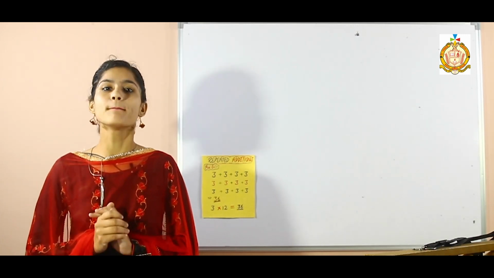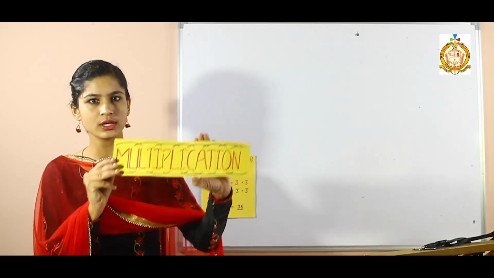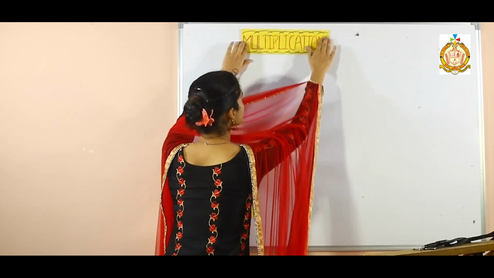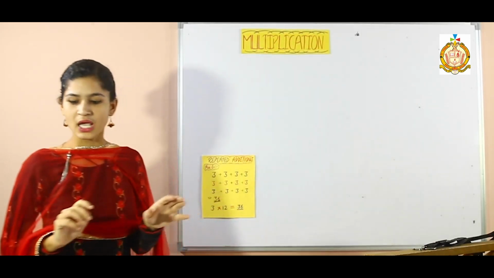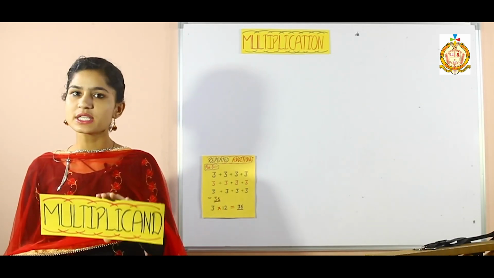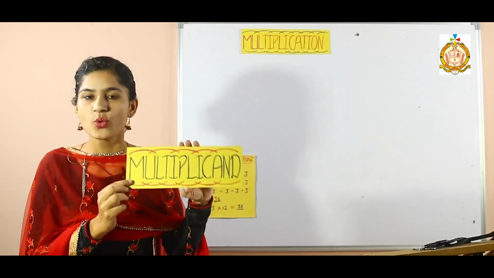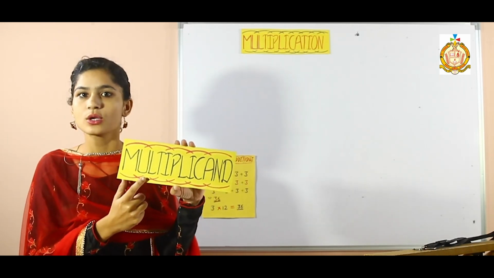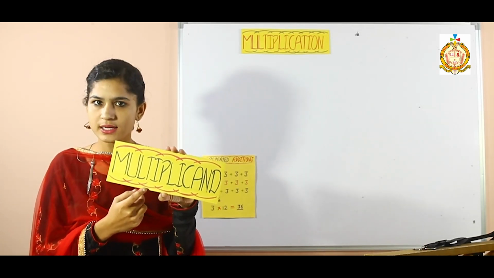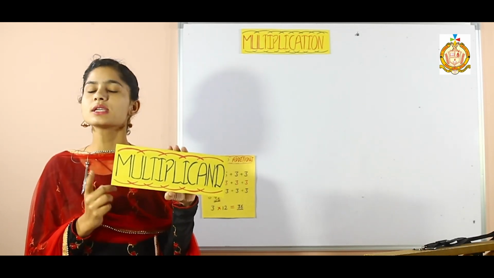Our topic for today is multiplication. I am going to paste it here on the board. Today we will learn multiplication. So multiplication consists of 3 parts. First one is known as multiplicand. Now what is multiplicand? The number which we multiply is called multiplicand.